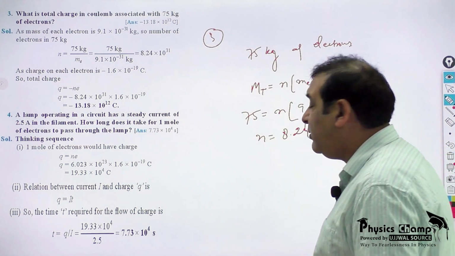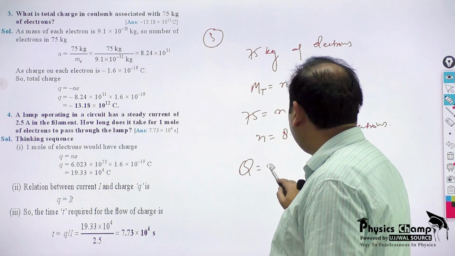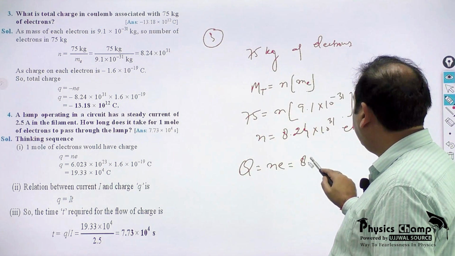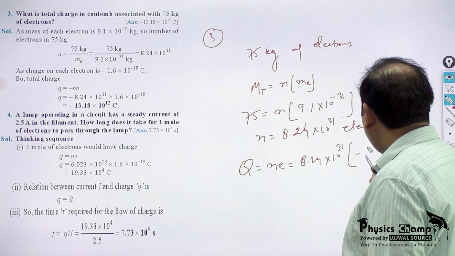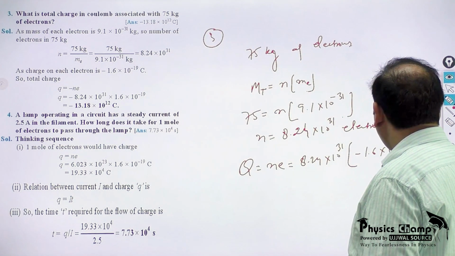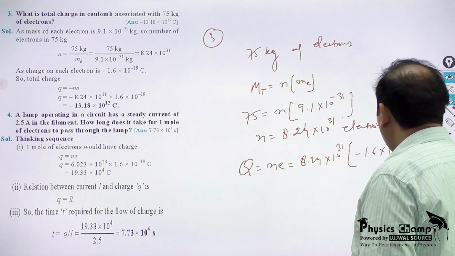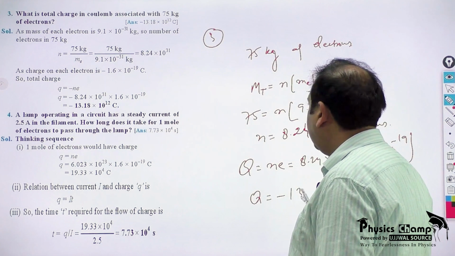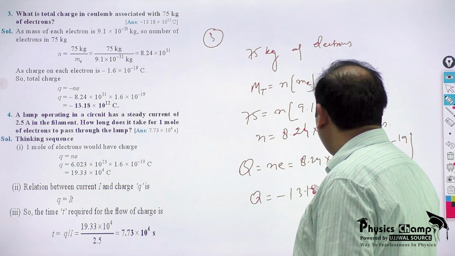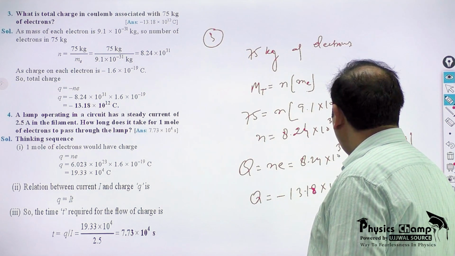Now what will be the charge? Q is equal to Ne, where the number of electrons is 8.24 into 10 to the power 31, and the charge on every electron is minus 1.6 into 10 to the power minus 19 coulomb. So the total charge here comes out to be minus 13.18 into 10 to the power 12 coulomb.